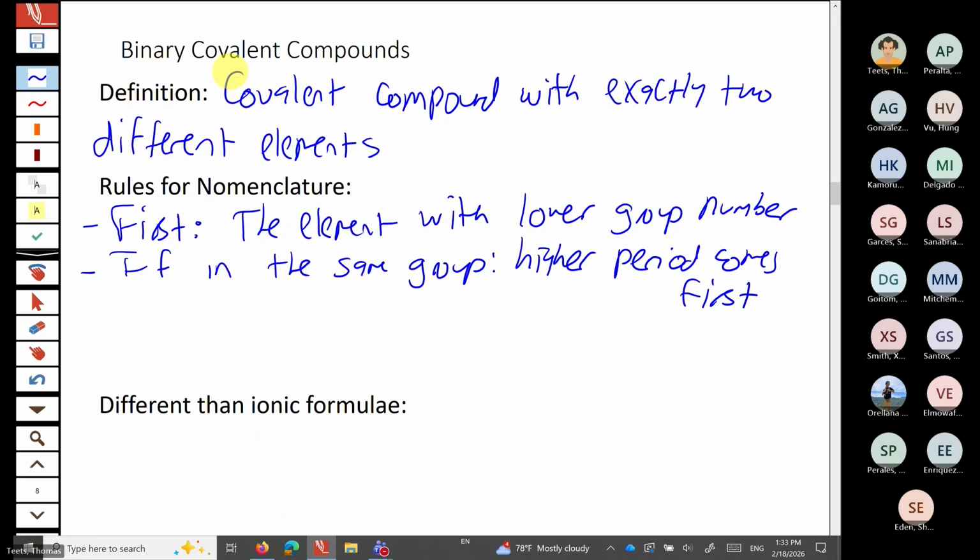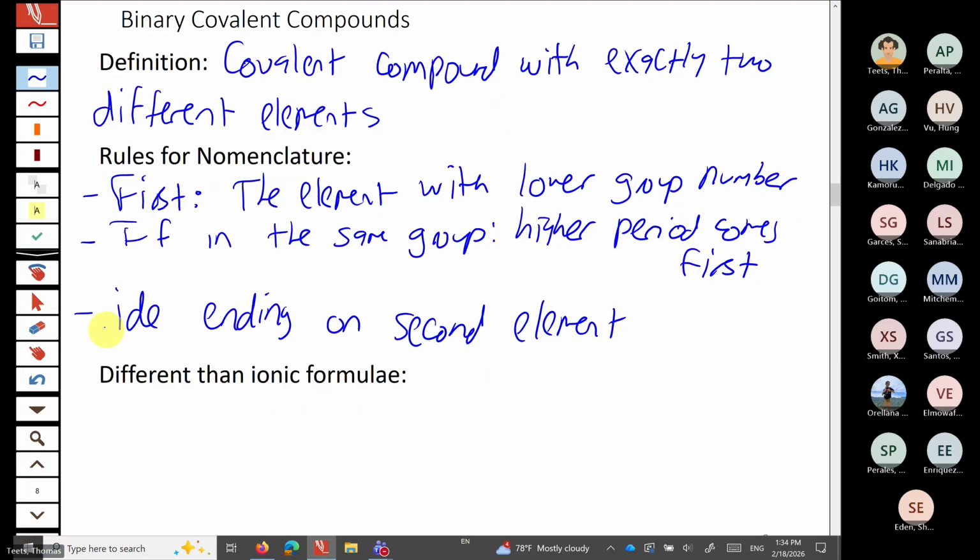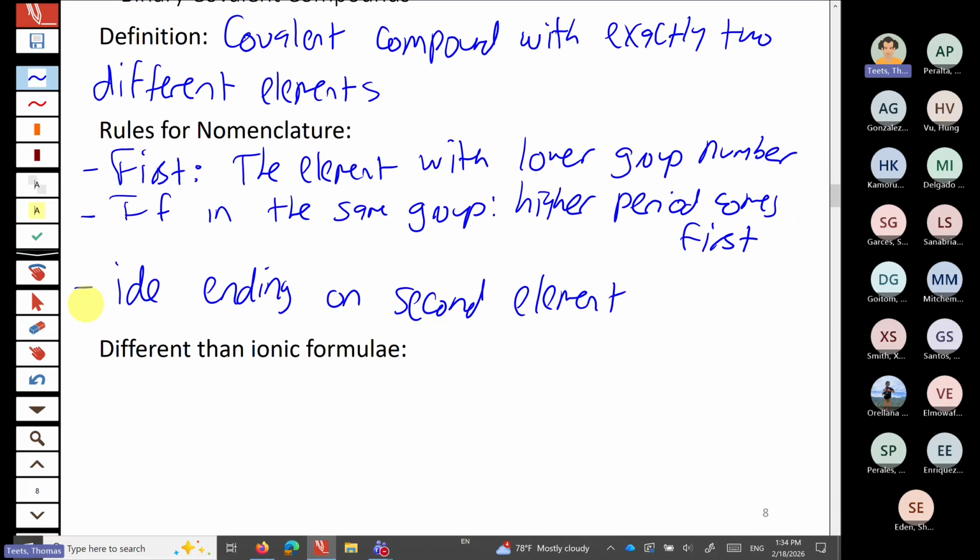Okay. And we still need to put an IDE ending on the second element. So even though it's not ionic anymore, that part of the naming system still gets preserved, where the second element that we name, second element in the formula in the name, would have an IDE ending when we produce that name. All right, and again, the key differences between this and ionic compounds is that we use those prefixes to denote how many of each there are.